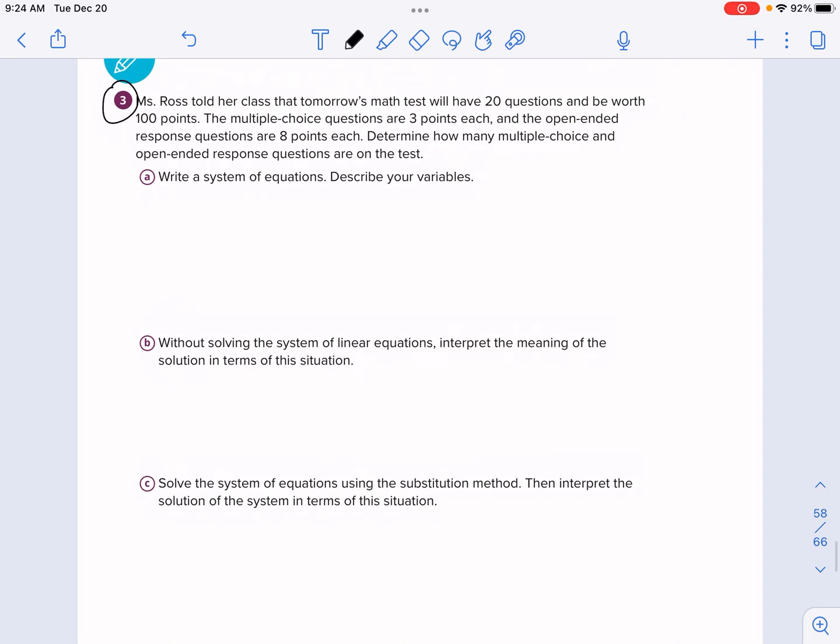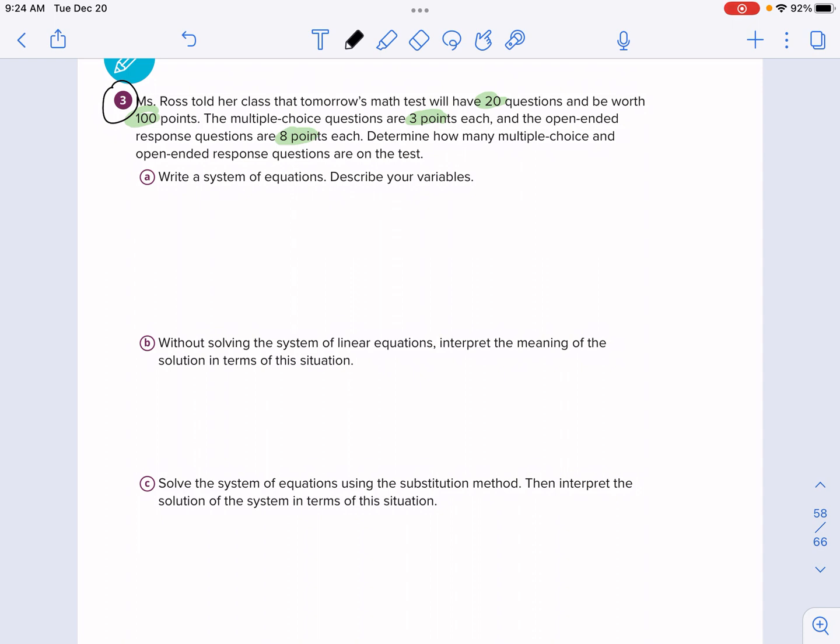All right, so this says, Miss Rose told her class that tomorrow's math test will have 20 questions and be worth 100 points. And the multiple choice questions vary in points, so they're 3 points each. And the open-ended response questions are 8 points each. And it says determine how many multiple choice and open response questions are on the test. So we don't know the amount. We can figure that out.